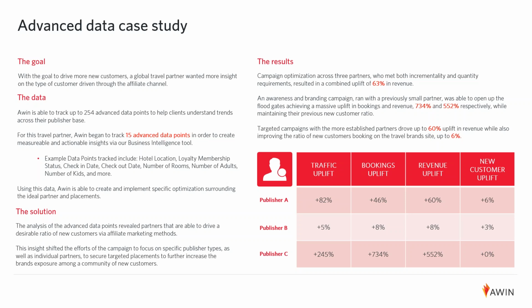This insight shifted the efforts of the campaign to focus on specific publisher types as well as individual partners to secure targeted placements to further increase the brand's exposure among a community of new customers. From the 3 partners which were optimized, there was a combined revenue uplift of 63%. An awareness and branding campaign run with a previously small partner was able to open up the floodgates, achieving a massive uplift in bookings and revenue by 734% and 552% respectively, while maintaining their previous new customer ratio.